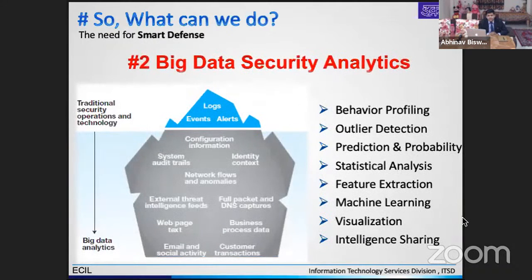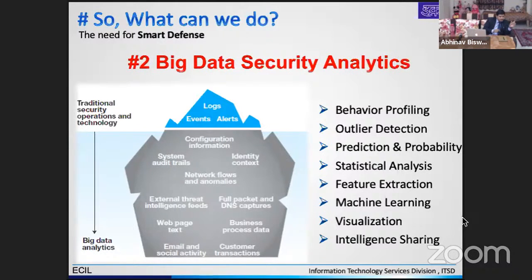Now, big data security analysis, like I was telling, anomaly detection, behavior profiling, outlier detection. These are the things that we can do, and we can leverage technologies like machine learning and AI for this. For everything that is happening in a network, in your data center, a log or event or alert is generated, but that is just the tip of the iceberg. A lot is there in that data which we have to find out. We have to dig out. Data mining kind of stuff has to be done, like configuration information, audit trails, identity context.